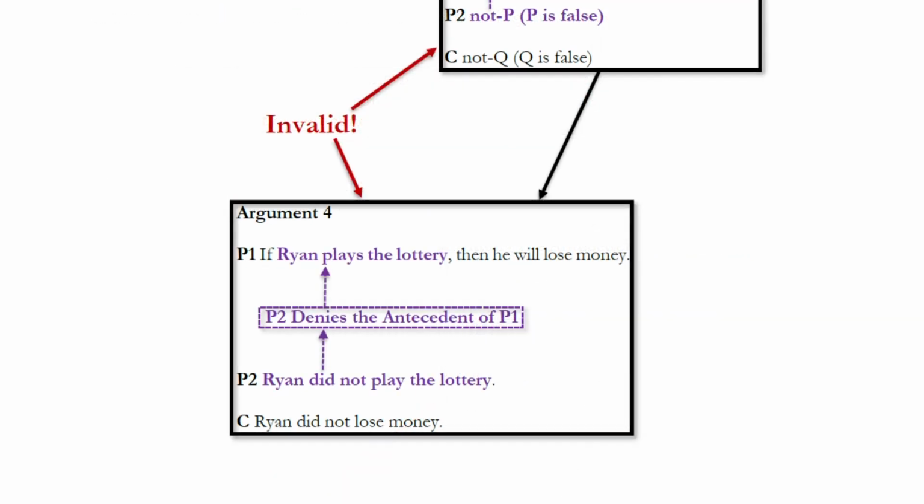Argument 4 commits this error of denying the antecedent. The argument reasons, if Ryan plays the lottery, then he will lose money. But Ryan did not play the lottery, so Ryan will not lose money. This is faulty logic because playing the lottery is only a sufficient condition for losing money. Playing the lottery guarantees that Ryan will lose money, but it is not necessarily the only way in which Ryan might lose money. Thus, it is invalid to infer that Ryan didn't lose any money just because he didn't play the lottery.